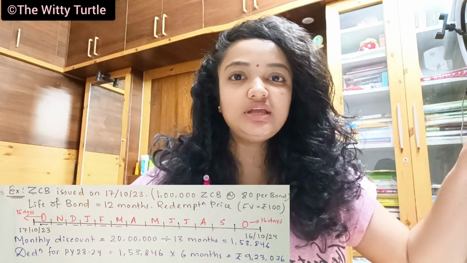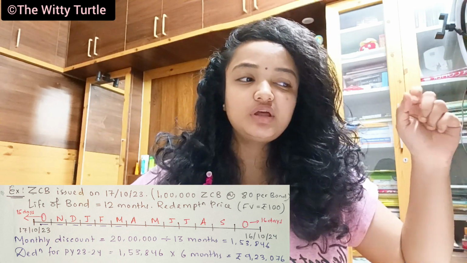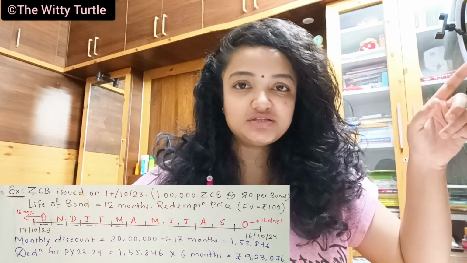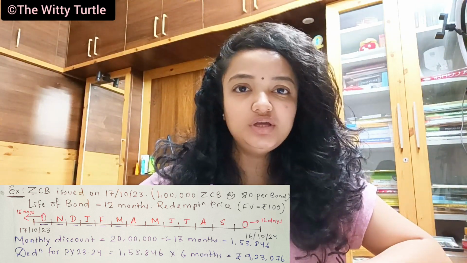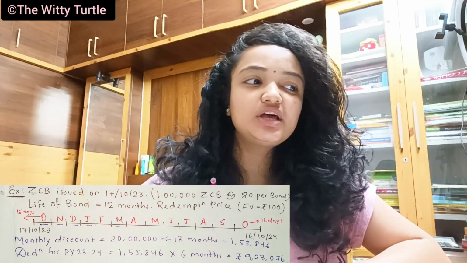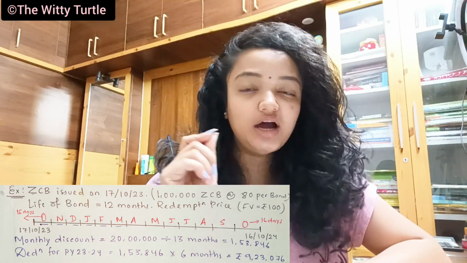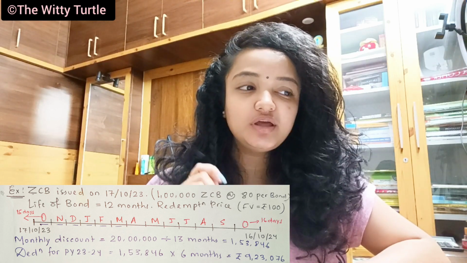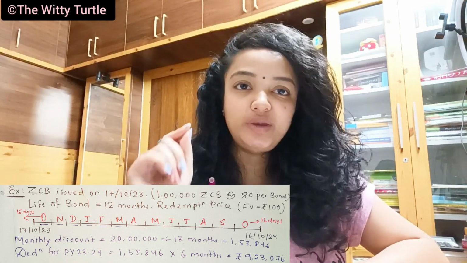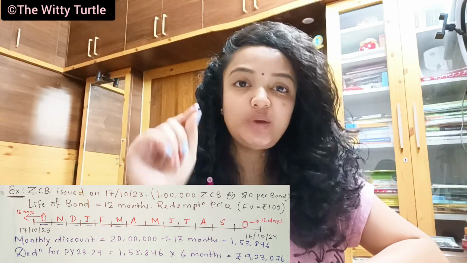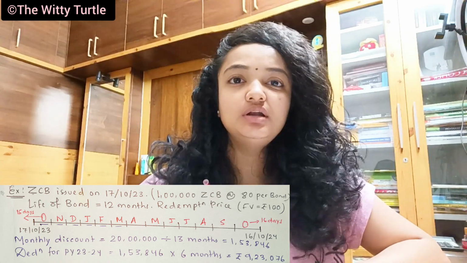So for how many calendar months do you have to calculate the discount? It will be for 13 months, right? Now tell me, what is the total amount of discount here? The total amount of discount is 20 rupees per bond, right? 100 minus 80 equals 20 rupees as discount. And how many bonds were issued? 1 lakh bonds were issued. 20 rupees into 1 lakh equals 20 lakh rupees. 20 lakh rupees is the total discount.